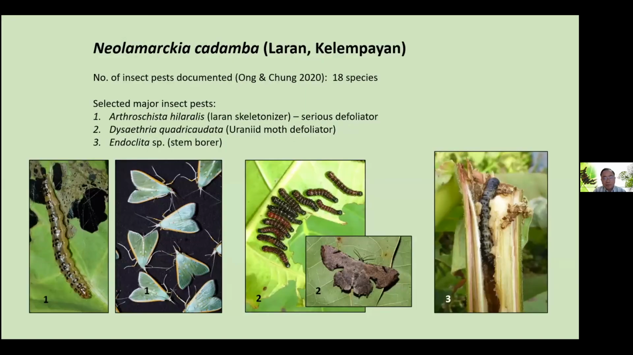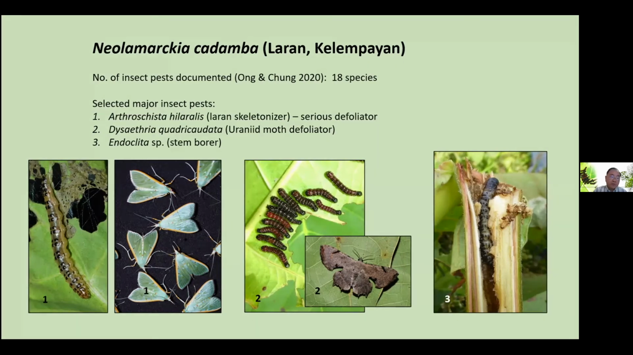Neolamarckia cadamba, locally known as Laran or Kelampayan. The Laran skeletonizer, Autocharis hilaralis, remains the most serious defoliator, followed by various other moth defoliators, which include Dysphania quadricaudata, from the family Uraniidae, as shown on the screen here. Other pests include the stem borer of the genus Endoclita.